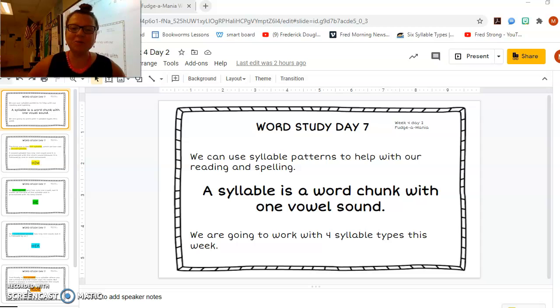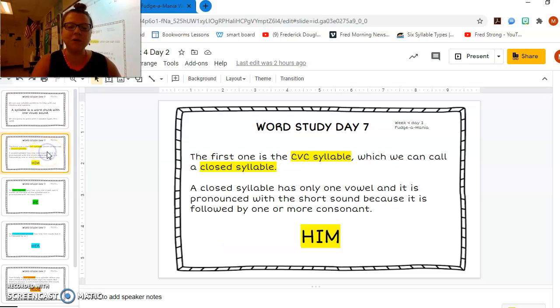We learned that we can use syllable patterns to help with our reading and spelling. And yesterday we talked about different syllable types. Remember that a syllable is a word chunk with one vowel sound in it. And we are working with 4 types of syllables.